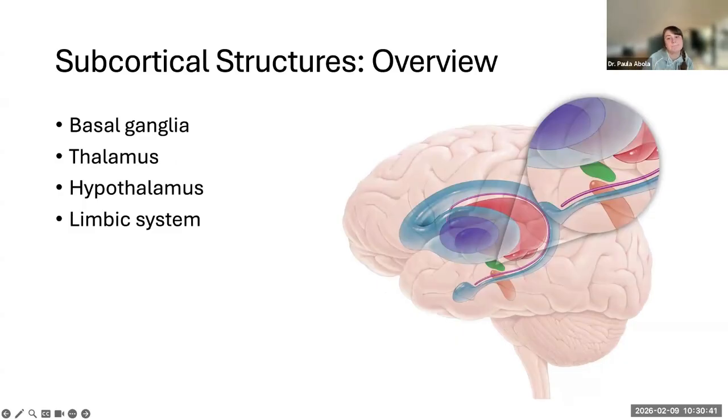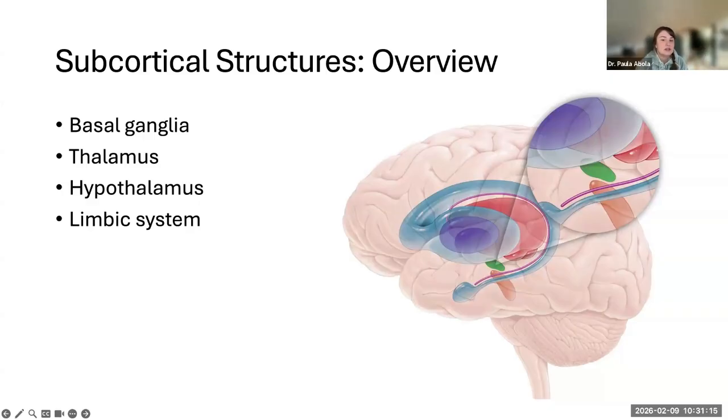So beneath the cerebral cortex lie a group of interconnected subcortical structures that are critical for many fundamental aspects of cognition and behavior. So these structures include the basal ganglia, thalamus, hypothalamus, and components of the limbic system. So maybe some of these terms you've heard, maybe some you haven't. Again, no need to memorize them, but this class is about just understanding, as we will return to some of these terms in our future classes as well.